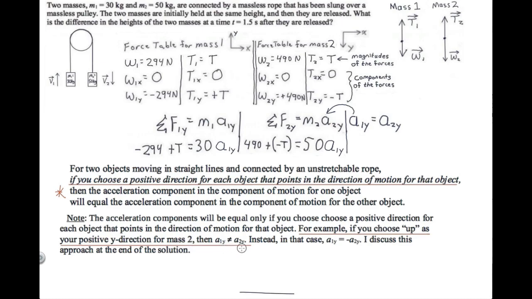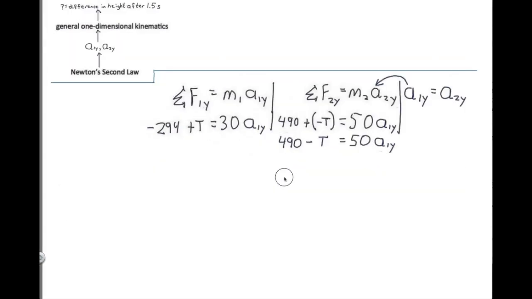will not equal a2y. So, as a beginning physics student, you will make your life easier for multiple object problems if you make it a habit to choose a positive direction for each object that points in the direction of motion for that object. Now we're ready to solve the Newton's second law equations.